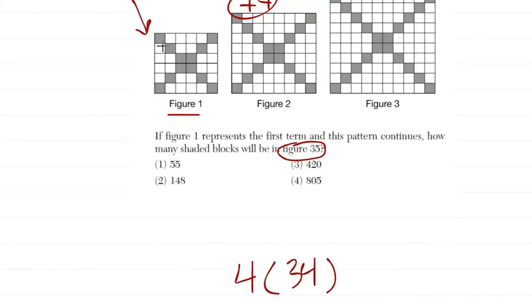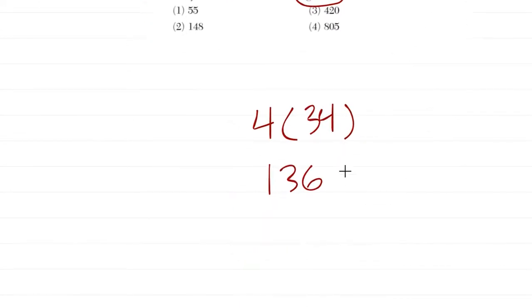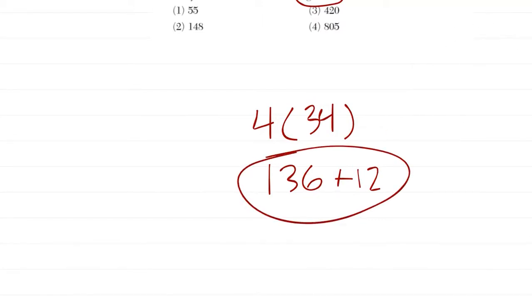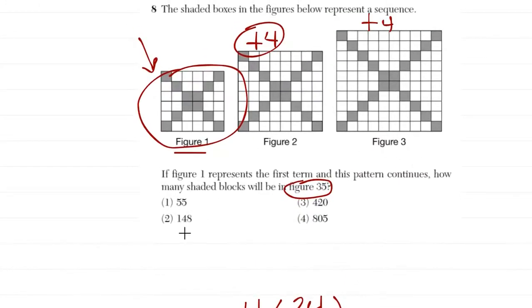Now you and I, we have to add the initial amount that we already had. So what was this? 4, 5, 6, 7, 8, 9, 10, 11, 12 shaded blocks in the beginning. We have to add those to figure out how many total shaded blocks there will be in the 35th figure, and that gives us 148. Okay, so that's why we get number 2 for this one.